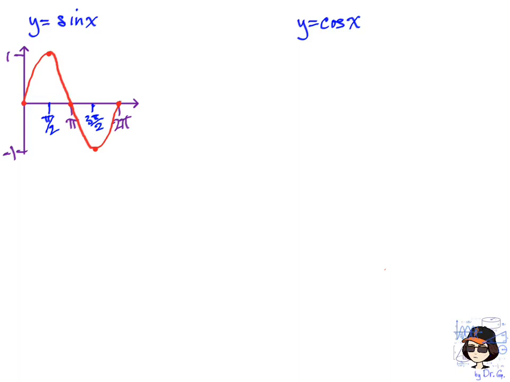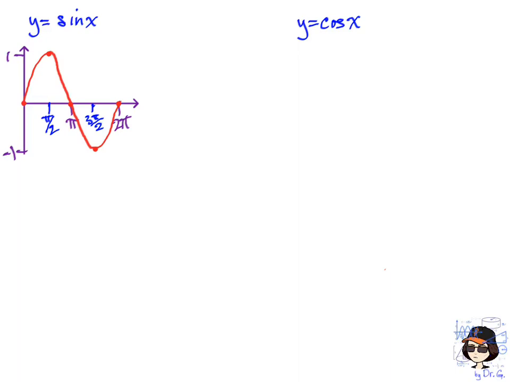So notice the basic sine graph goes up, goes all the way back down, and back up again. It starts at its midline. The midline would be the x-axis. It starts there, goes up to its highest point, back down through the midline to its lowest point, and then ends once again at the midline.